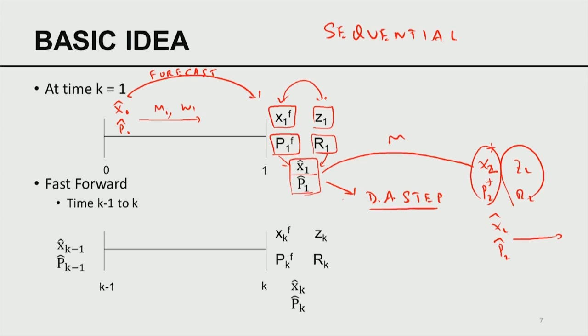I think it is better to remind ourselves what we do in 4DVAR. In 4DVAR, we first decide a time horizon, n. We get observations z1, z2, z3, up to zn. We get all the observations. Then we try to fit all of them to decide the best initial condition. Once you decide the best initial condition, we run the model forward. Anything beyond n is called the forecast. That is what we do in 4DVAR.